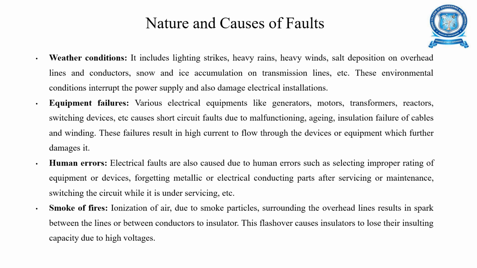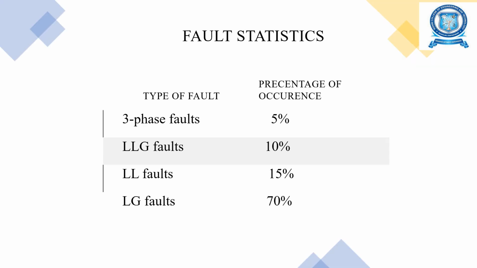Equipment failures means electrical equipment like generators, motors, and reactors causing short circuit faults. Due to that, high current flows through the devices and damages them. Human errors means selecting an improper rating of equipment, that is, electrical conducting parts, so problems may arise. Smoke or fires means ignition of air due to smoke particles, and this flashover causes insulators to lose their insulating capacity due to high voltages.